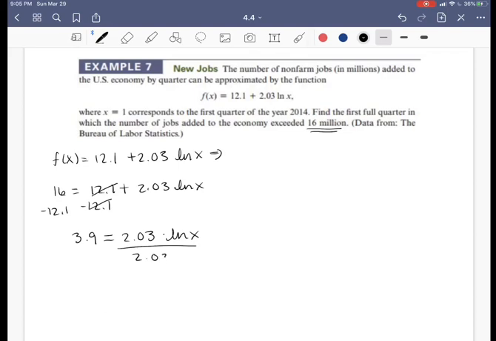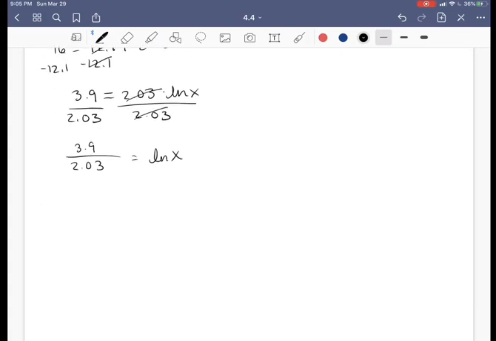These two are multiplying, so let's divide now. What I do to one side, I must do to the other. So now I have 3.9 over 2.03 is equal to the natural log of x. I'm going to flip it around so it looks a little bit better. So ln of x is equal to 3.9 over 2.03.